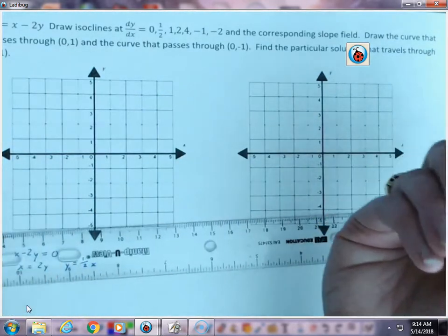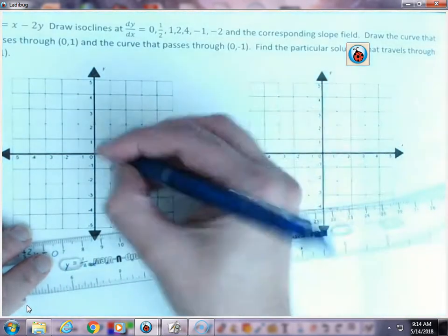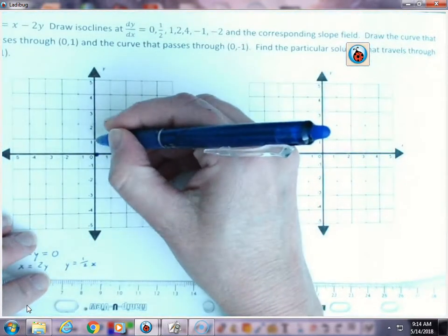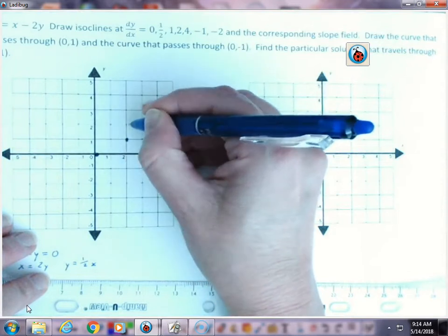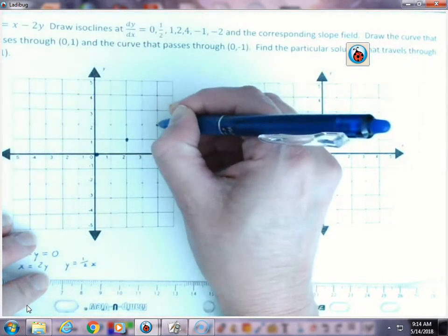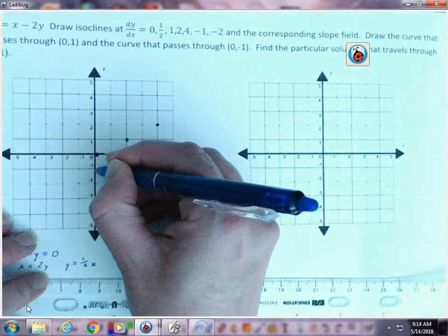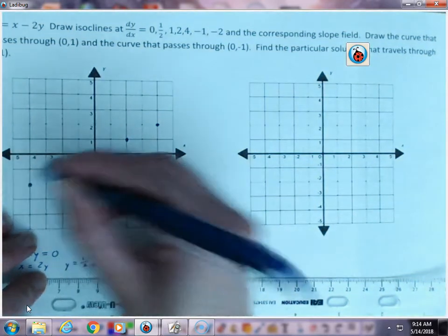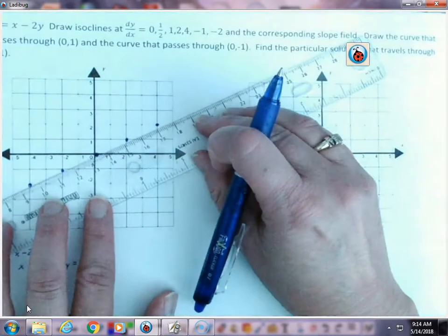So that would have a y-intercept of 0 and a slope of 1/2. Okay, so you're going to go up 1, right 2 a couple of times. Up 1, right 2. We're also going to go down 1, left 2, down 1, left 2. Okay, and I want you to draw a line through that.